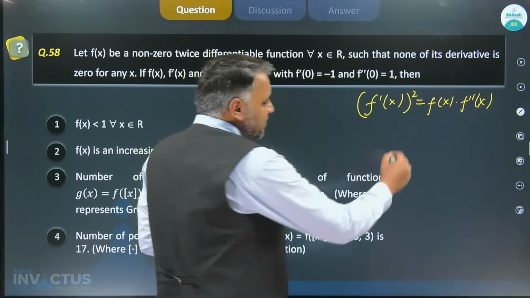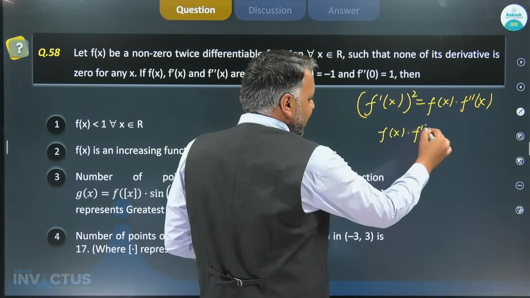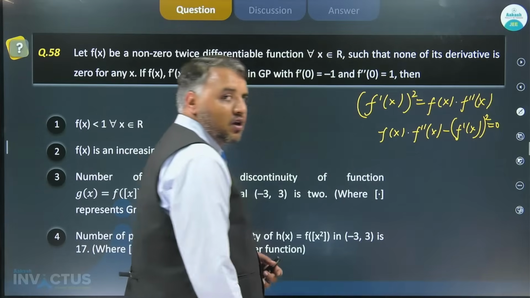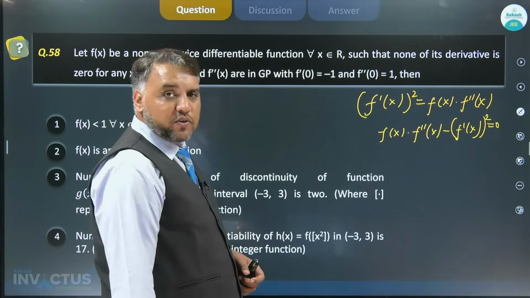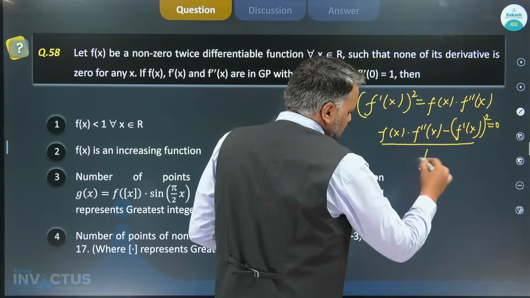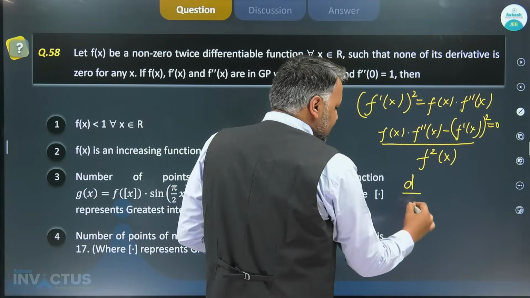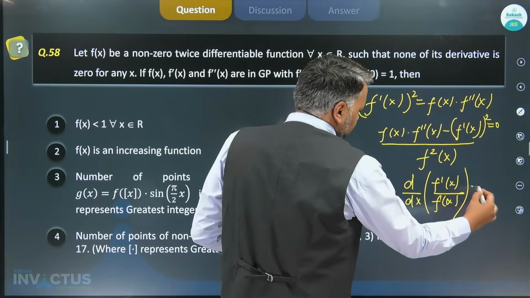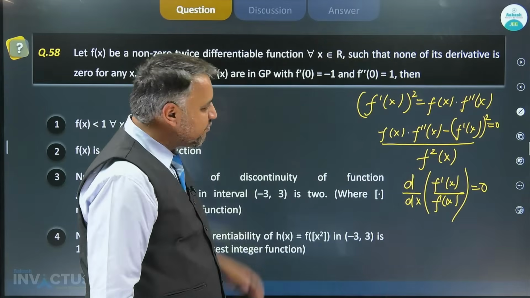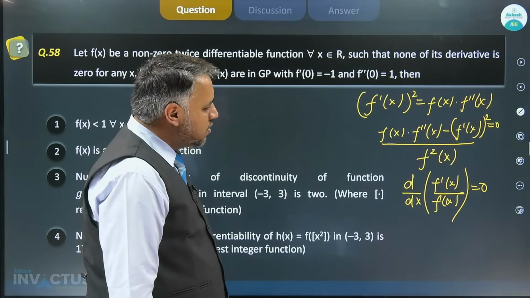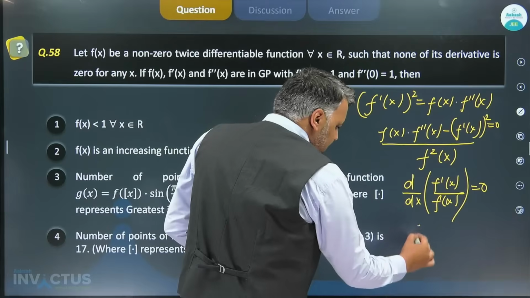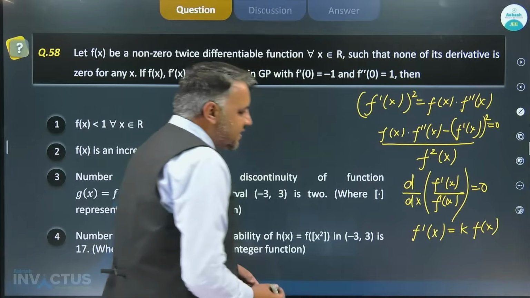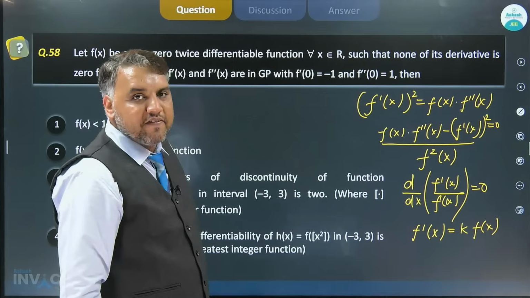So यहाँ से अगर हम एक चीज ऑब्जर्व करें, this is nothing but fx into f double dash x minus f dash x whole square is 0. Now dividing this by fx whole square, So you can feel that it is derivative of f dash x divided by fx, and this is given as 0. Okay? So if derivative of some function is 0, then that means that function is constant. So we can write f dash x upon fx is k, or f dash x is equal to kfx.